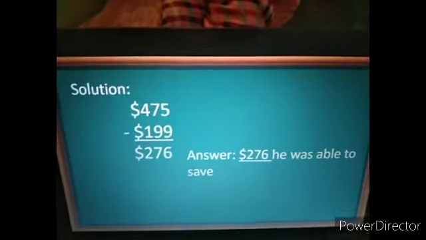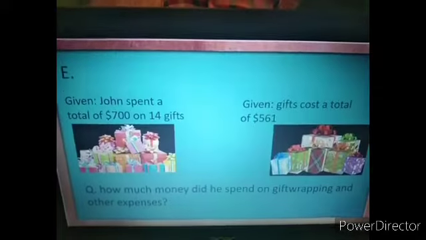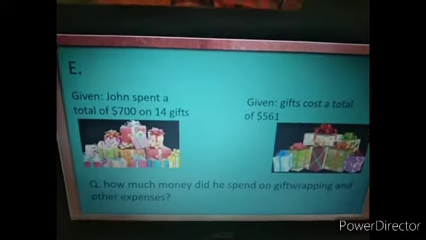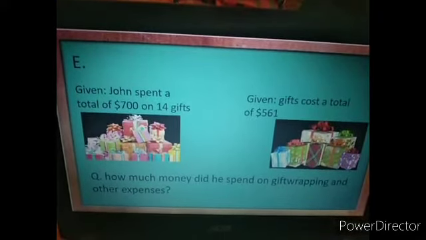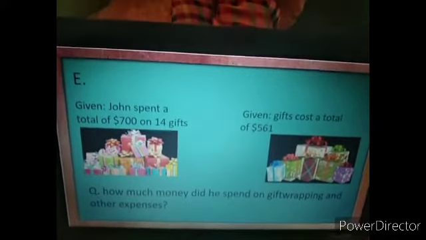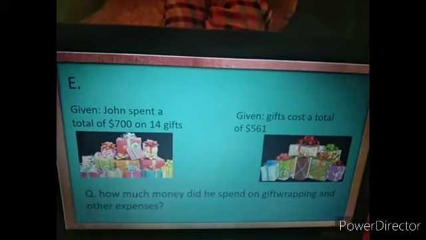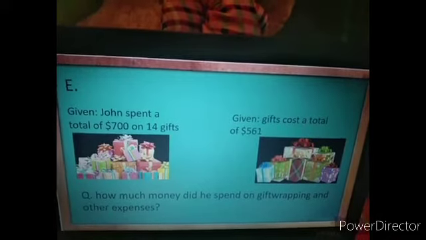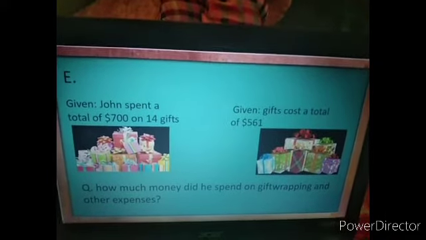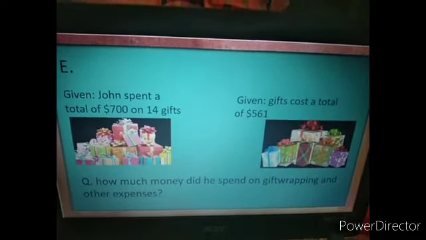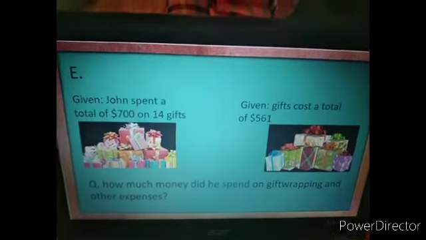So let's proceed to letter E. So given, John spent a total of $700 on 14 gifts, and the gifts cost a total of $561. So how much money did he spend on gift wrapping and other expenses?